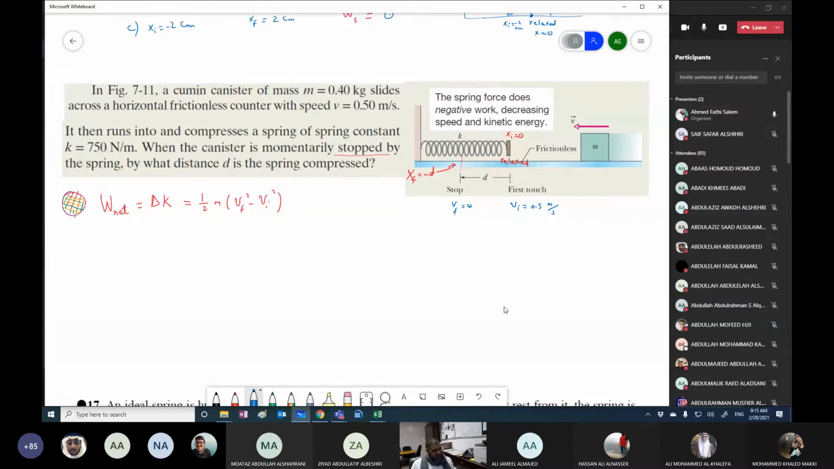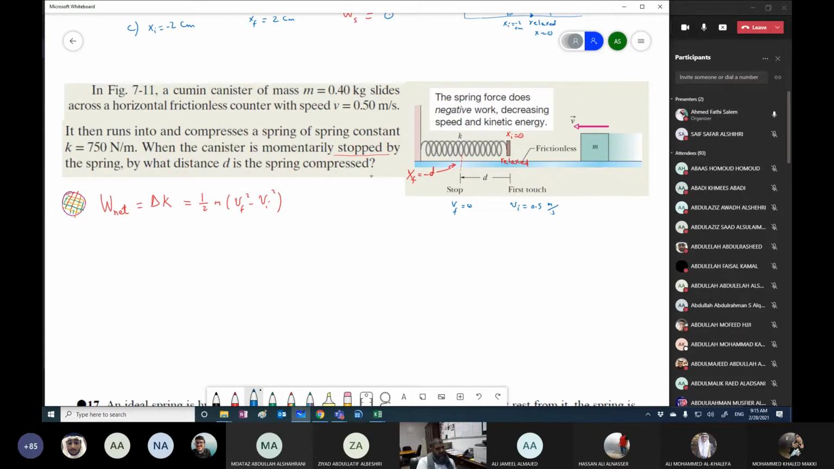So we'll apply our knowledge of energy conservation. All the energy which was present in the block will be converted to stored energy here. Or we say that the work done by the spring equals the change in the kinetic energy of the block. Okay, so work net equals delta K.